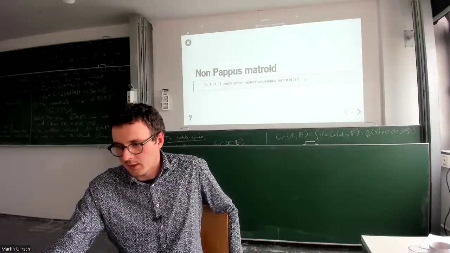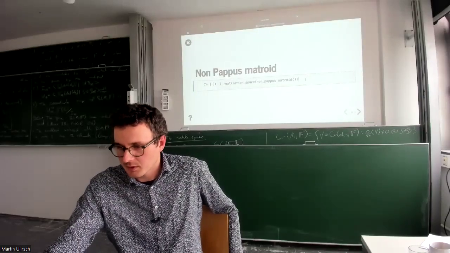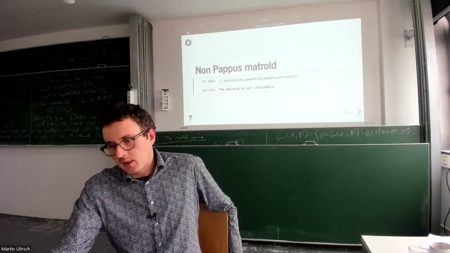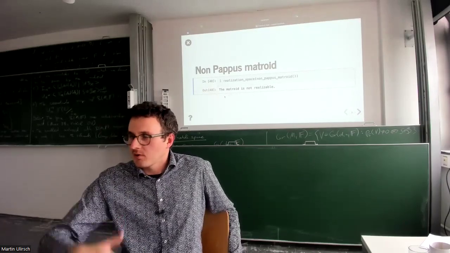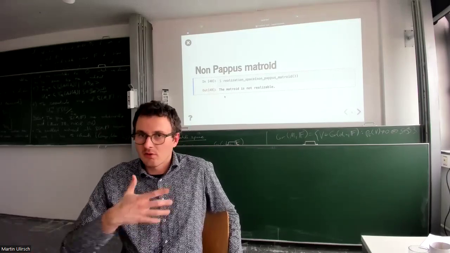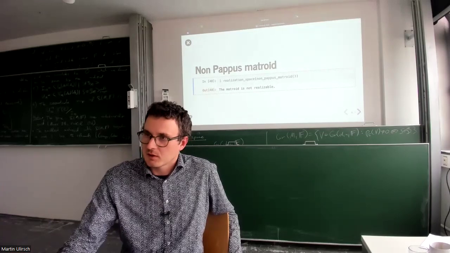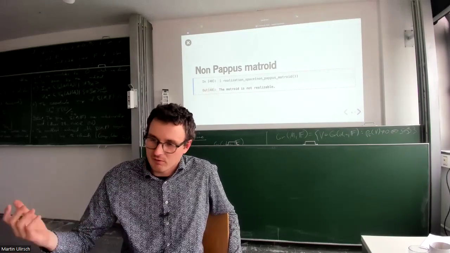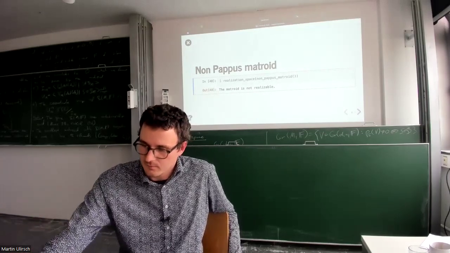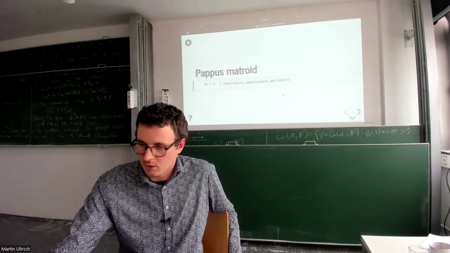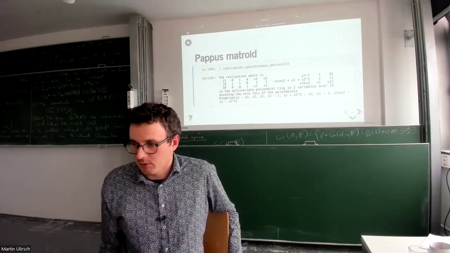Here's another example, the non-Pappus matroid. And here it's the first example where we don't have any realization at all. So over all fields, the space is empty. That's essentially because any realization would violate the theorem of Pappus. And again, we have a dual thing, which is the so-called Pappus matroid.